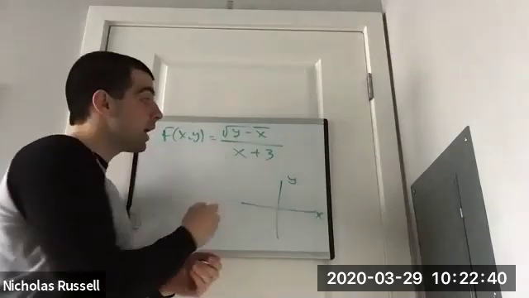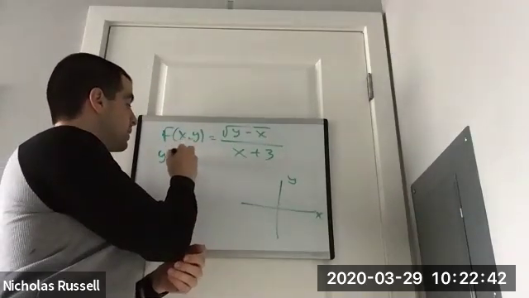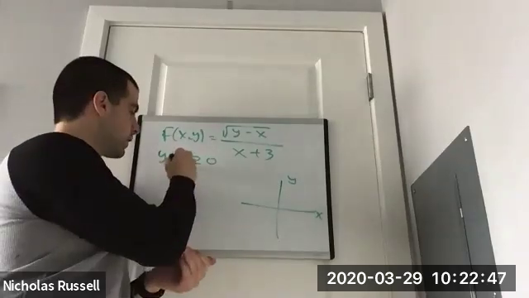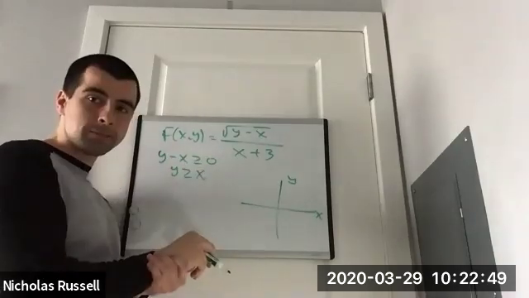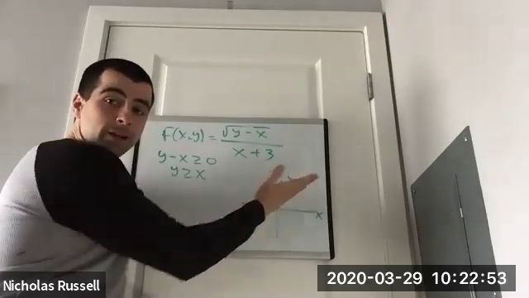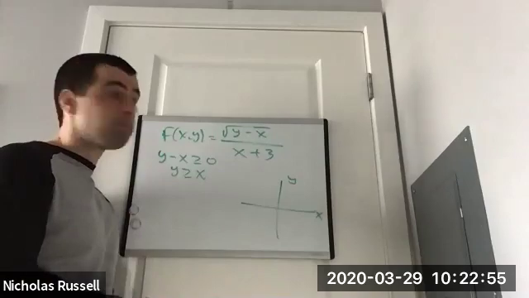So I note here that y minus x has to be greater than or equal to 0. Move this over. It's a little bit nicer to say that y has to be greater than or equal to x. I'm going to draw this out in a little bit, but I'm going to have my line y equals x, and it's everything above that line.